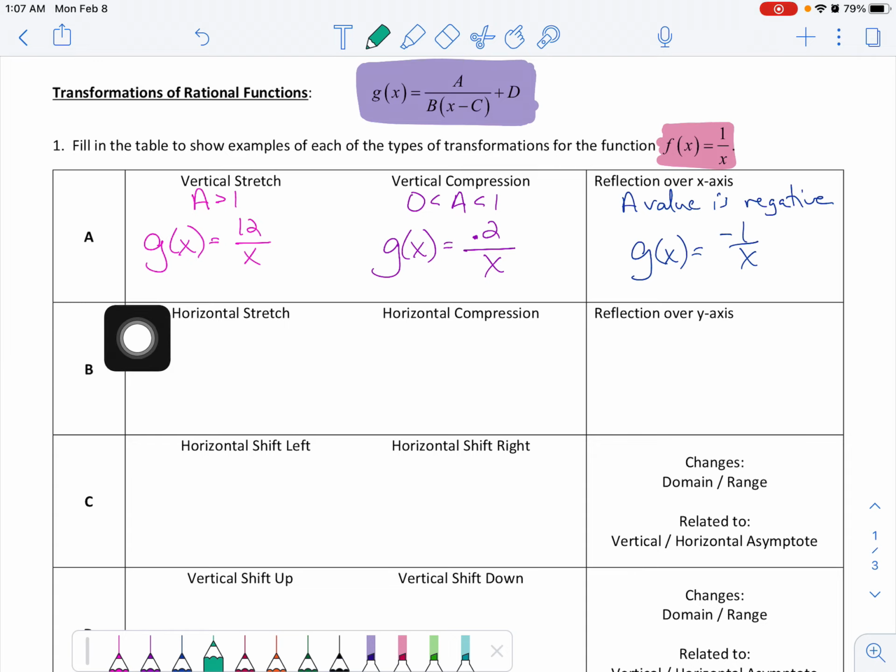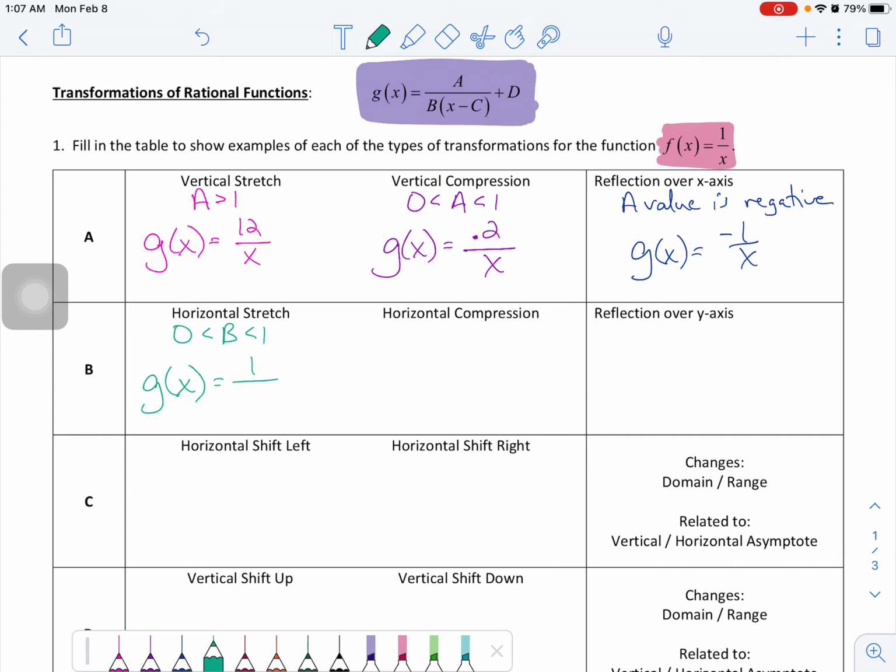For your B value, those are going to be your horizontal stretch, your horizontal compression, and a reflection over the y-axis. All of these changes are going to directly happen to x. So if you look at this function, right, it was b times x. So let's go ahead and show that. So for a horizontal stretch, I need my b value to be between 0 and 1. Kind of weird, I know, but that's how we're going to stretch.